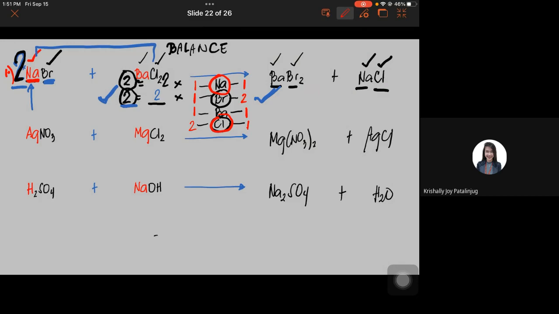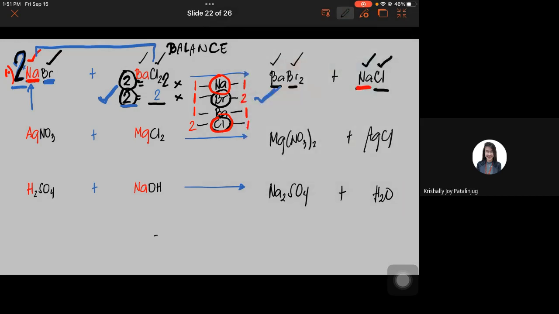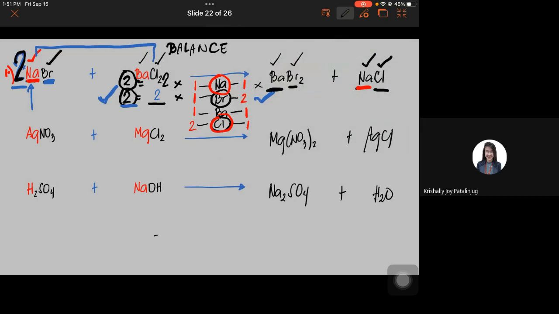Look at sodium. On the product, there's only 1, di ba? When we count it initially. So again, we balanced it. You have to look for the coefficient. What coefficient you should multiply on that atom of sodium to make it equal to 2 as well, so that the reactant side and product side for the sodium atom is now equal to 2.